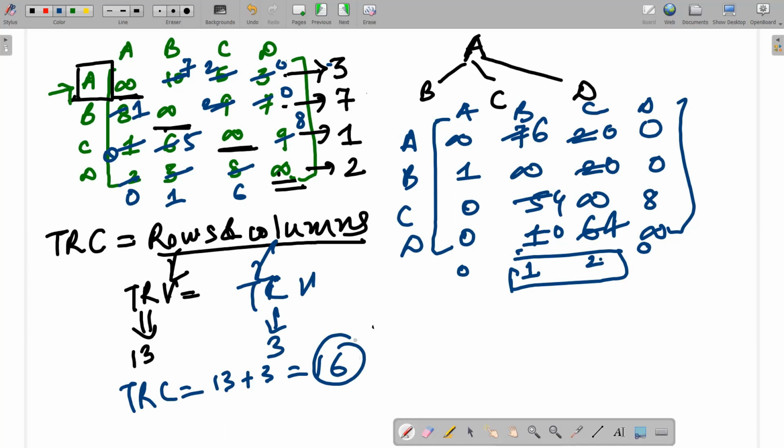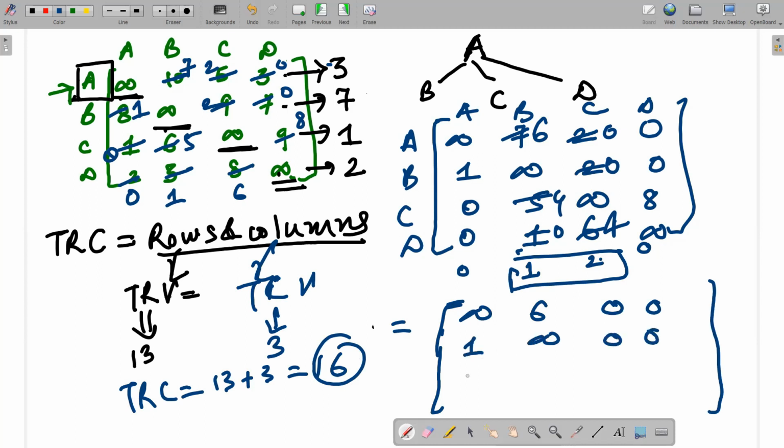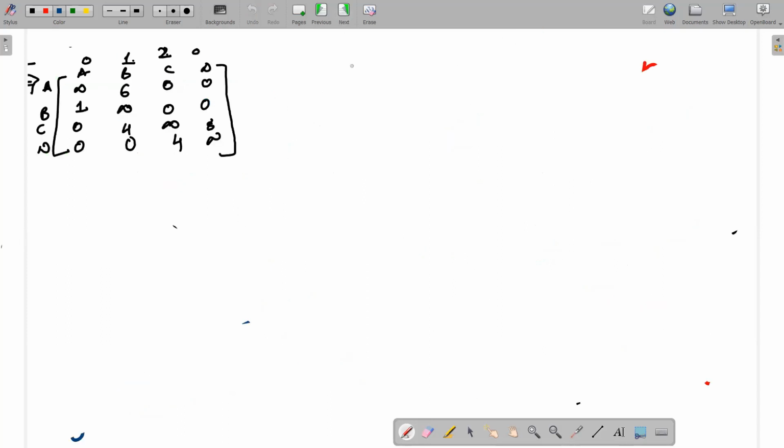And the next possible matrix would be infinite, 6, 0, 0; 1, infinite, 0, 0; 0, 4, infinite, 8; and 0, 0, 4, infinite. So this is what we have got. This answer is 16, and we have to calculate the answer from A to B, A to C, and A to D accordingly.